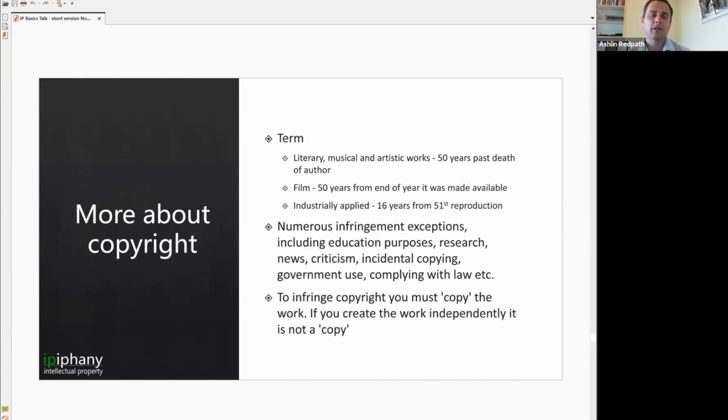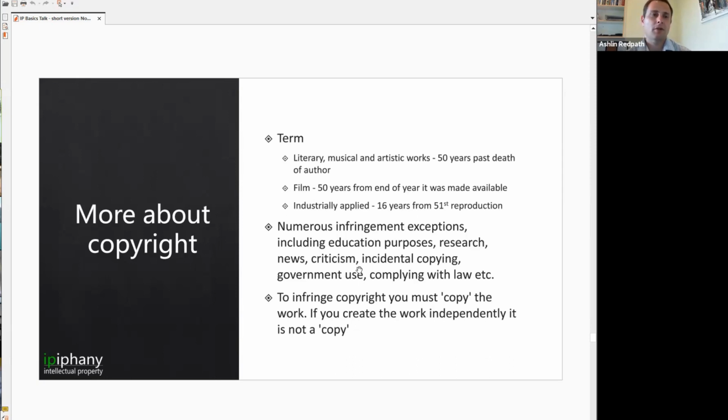Copyright terms vary depending on the type of work, and I think this also varies by country, and there are pushes from various countries to change the terms. But in New Zealand, for books, musical and artistic works, it's 50 years past the death of the author. So it is a long time, and the benefit extends for quite a long time, and the families are the ones that benefit, or normally the record company. For film, it's 50 years from the end of the year the film came out.